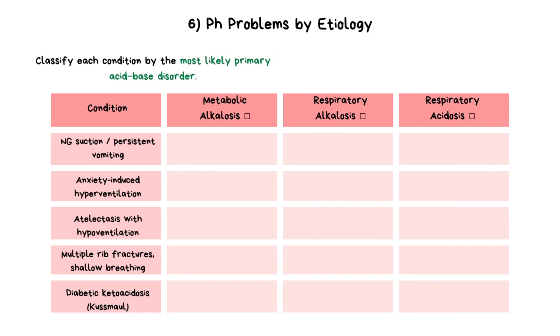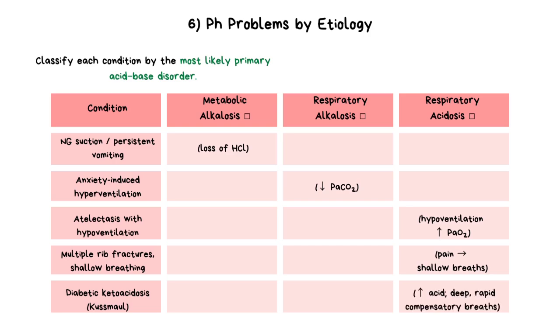The correct classifications are: NG suction or vomiting, metabolic alkalosis from loss of hydrochloric acid. Anxiety with hyperventilation, respiratory alkalosis from low carbon dioxide. Atelectasis, respiratory acidosis due to hypoventilation and CO2 retention. Rib fractures, respiratory acidosis, as shallow painful breathing limits ventilation. Diabetic ketoacidosis, metabolic acidosis with Kussmaul respirations as compensation.